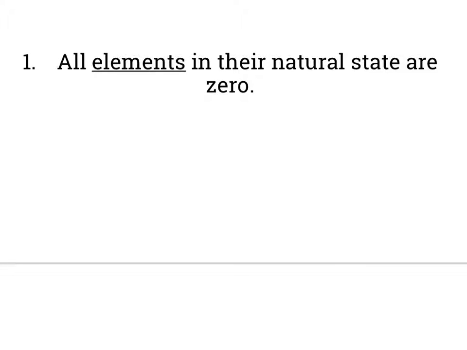Number 1. All elements in their natural state are 0. This means that elements in their natural state, if they're just chilling by themselves, are not really going to be in more control of electrons because they're just by themselves. There is no one to take or give electrons to.